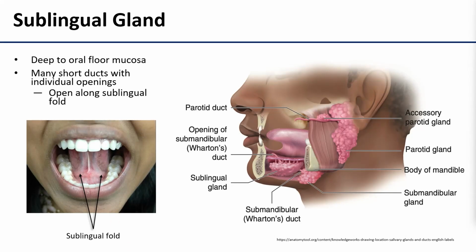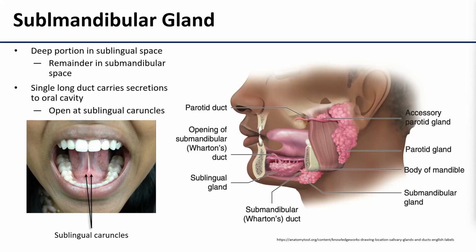The actual gland sits deep to that mucosa, and it sends up many small ducts that open directly onto the oral floor. So you can see that right here in this diagram, and all these little things sticking up there are its many little ducts opening up onto the oral floor.